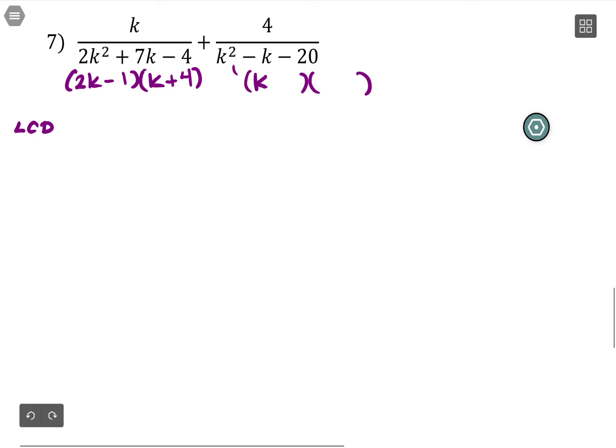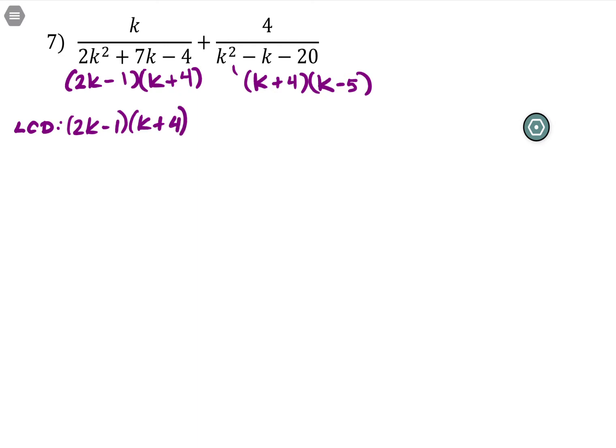Second one's a little easier. I have a leading coefficient of 1, so I'm looking for factors of negative 20 that add up to negative 1, and that's going to be positive 4 and negative 5. So when I build the LCD, I can just write down everything from the first denominator. No way around using both of those factors. When I move on to the second fraction, I'm only adding things that I don't have. So I have a k plus 4, I don't have a k minus 5. This is my LCD.